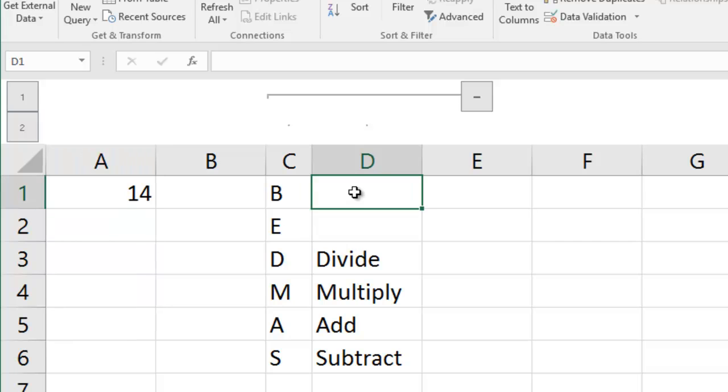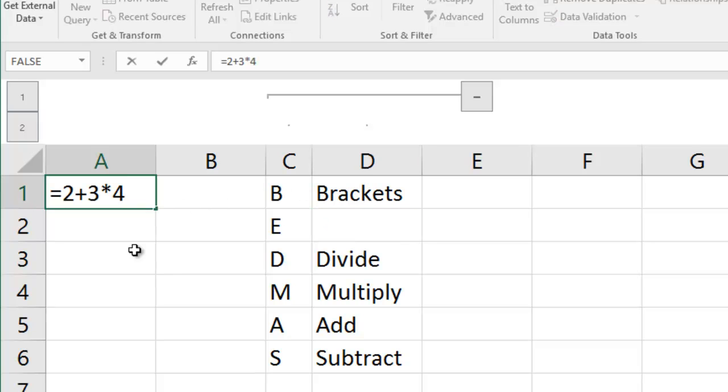Now the B stands for brackets. What that means is that anything you place inside brackets will get done first. It's a way for you to change the natural order of things. So let's say you want to get the answer 20 here. You simply place brackets around the 2 plus 3 to force that to get done first. So it now does 2 plus 3, which is 5. 5 times 4 is 20. So you can use the brackets to change the order.